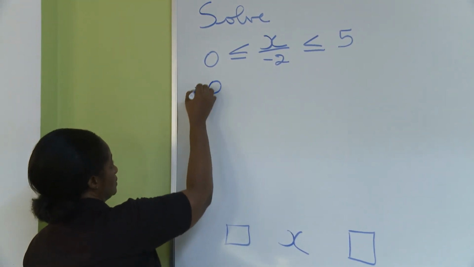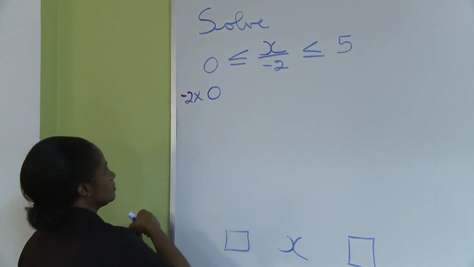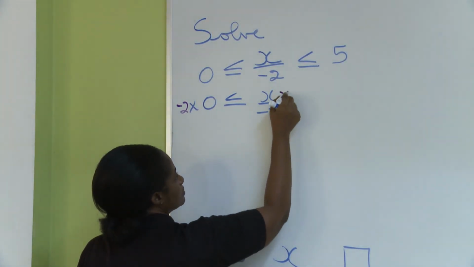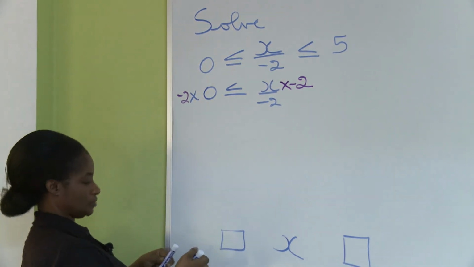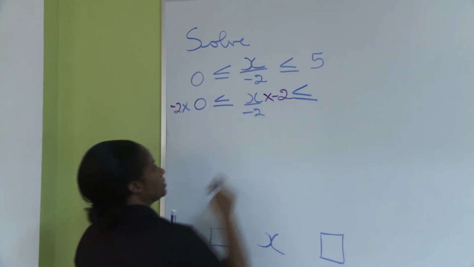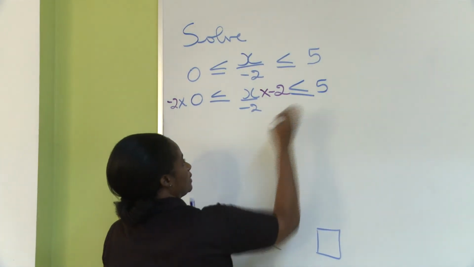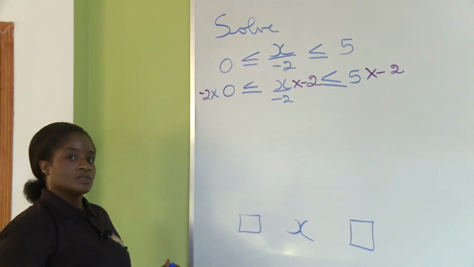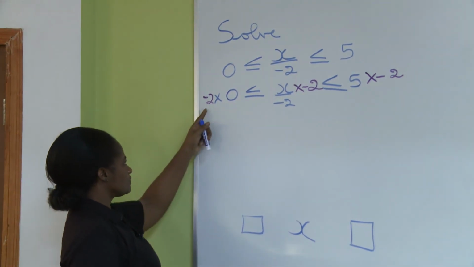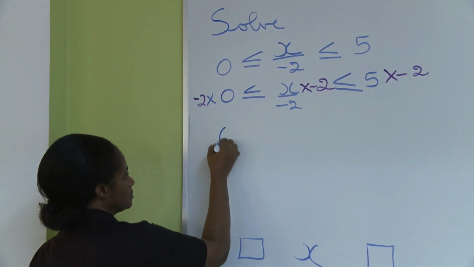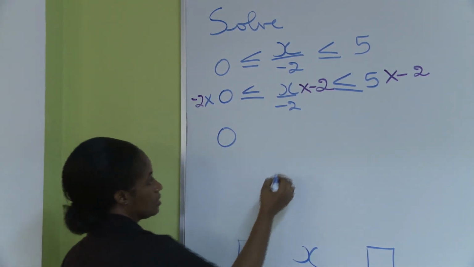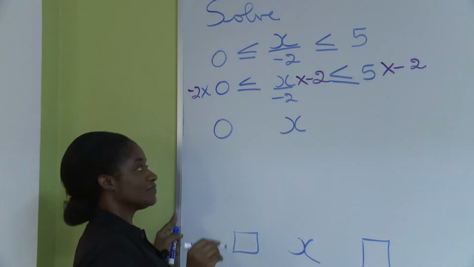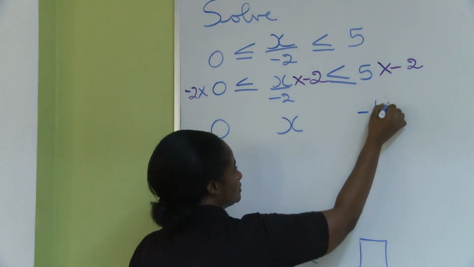So I'll have 0 times, I'll use a different color, negative 2. This is less than or equal to x over negative 2. I would like to encourage you to use colors as well. They just help with emphasis. So we have 5 times negative 2. So let's simplify. Negative 2 times 0 gives me 0. Negative 2 divided by negative 2 leaves me with x. 5 times negative 2 gives me negative 10.